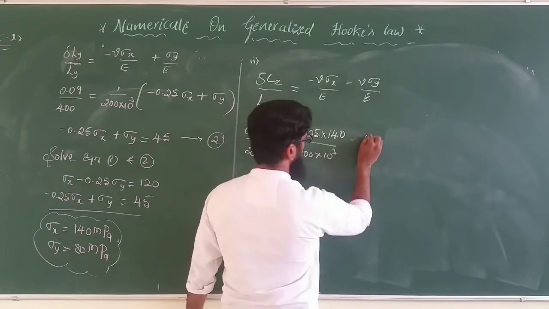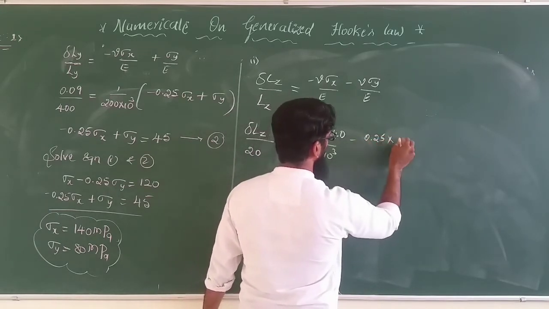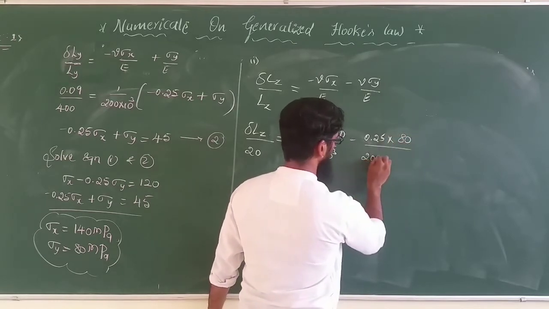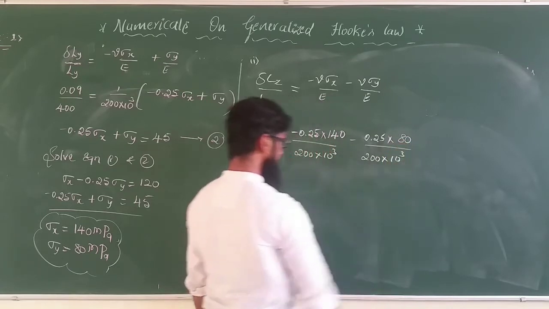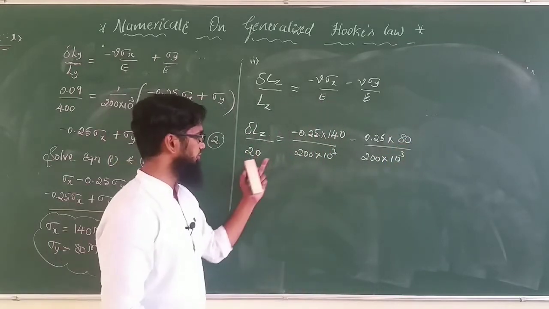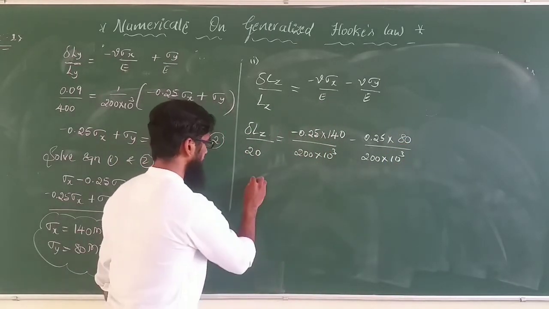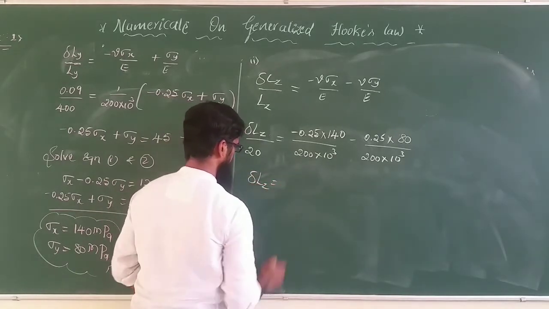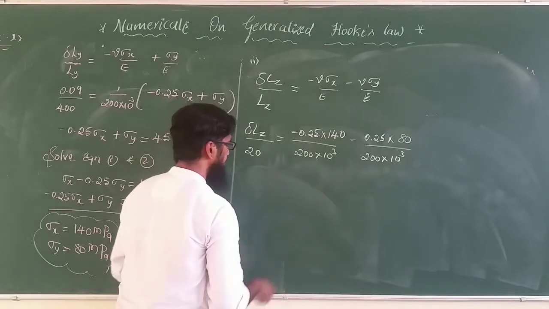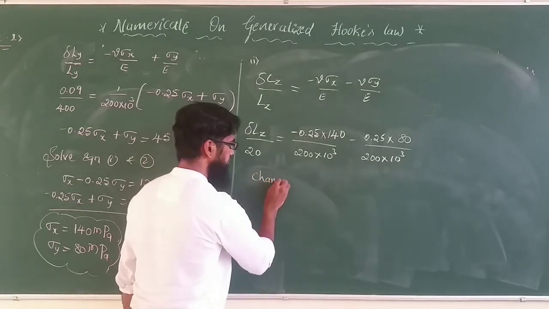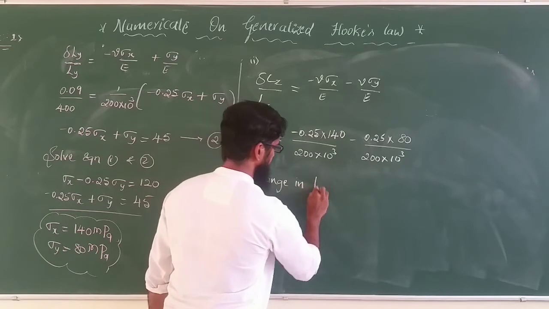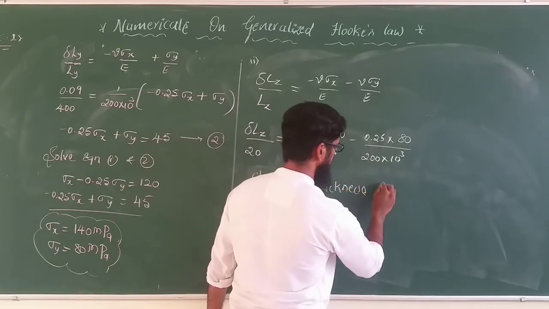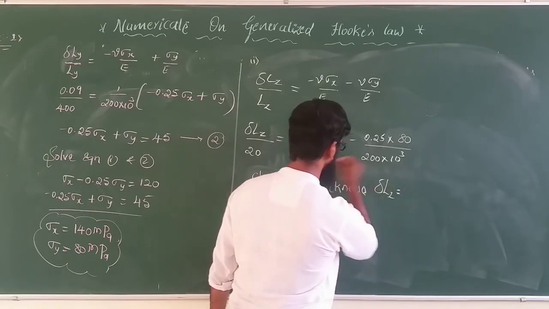So this is minus 0.25 into sigma y is 80. So again 200 into 10 power 3 will take. Now you just simplify this equation by cross multiplying. So I am getting a delta z. This is also called a change in length, a change in thickness. Therefore, change in thickness, that is delta Lz is equal to, you just simplify this.